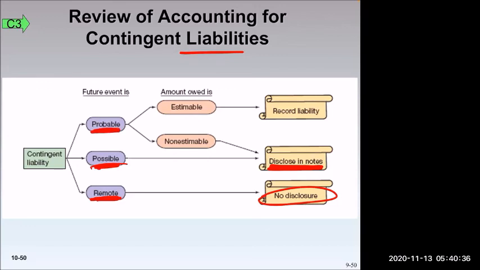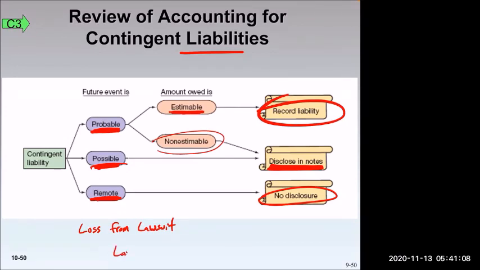If it's probable, two things would have to happen. If I can't estimate it, if I'm just like, look, I'm probably losing this thing, but I don't know how much it's going to be, I still need to disclose it in the notes. If I can estimate it, then I actually have to record a liability. I have to record a journal entry. The name of the account doesn't matter: a loss or an expense from a lawsuit and a lawsuit liability.